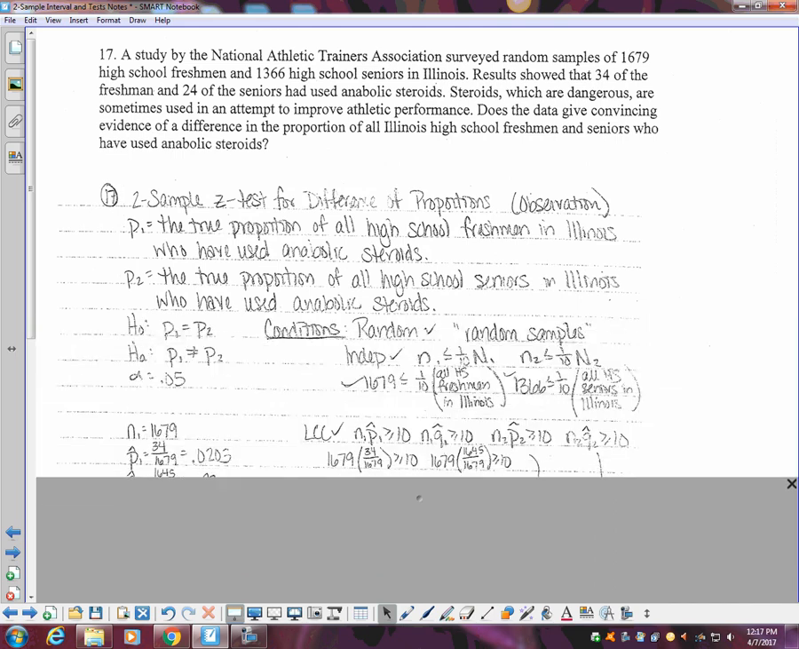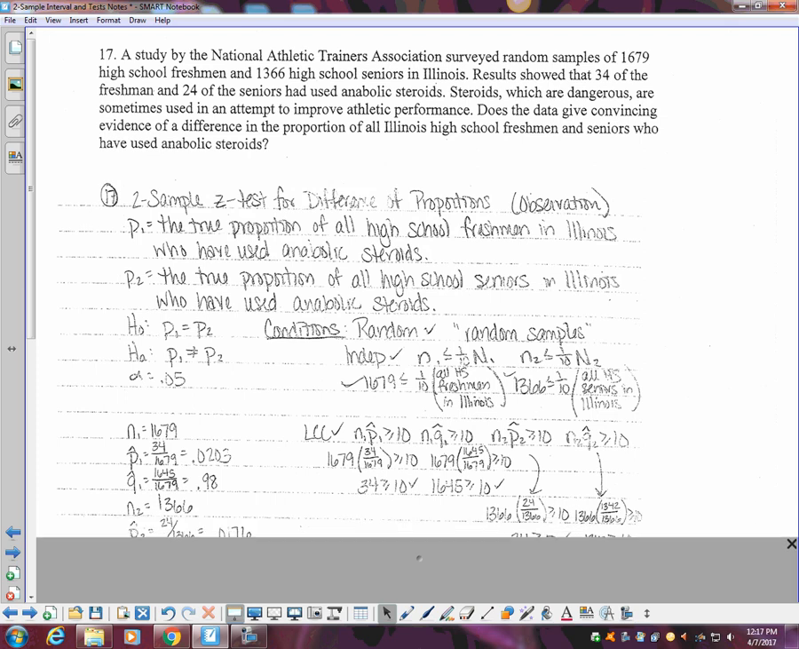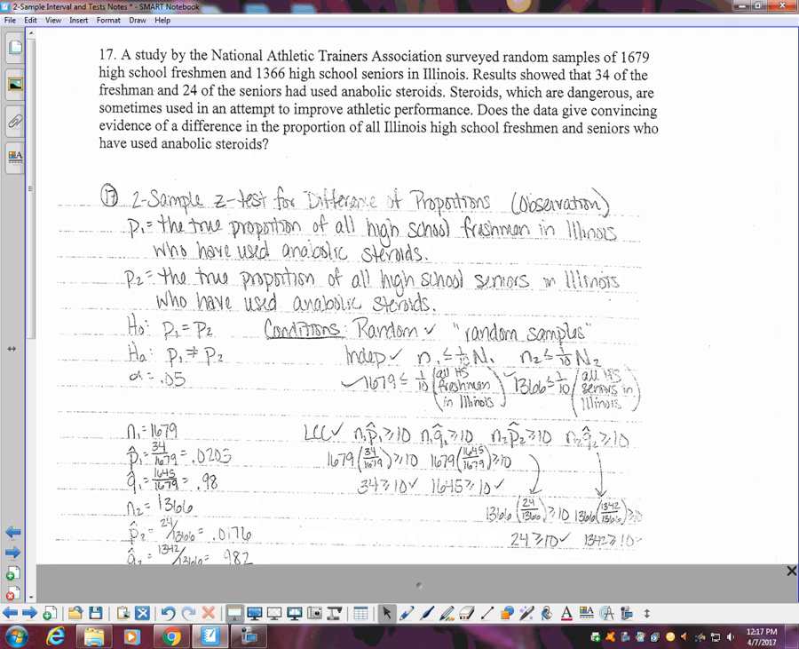Okay, so then let's go here. I start with my null and my alternate. So my null is that there's no difference. And it says, does the data give convincing evidence of a difference? I don't know which way they want me to go, so I'm going two-tailed.